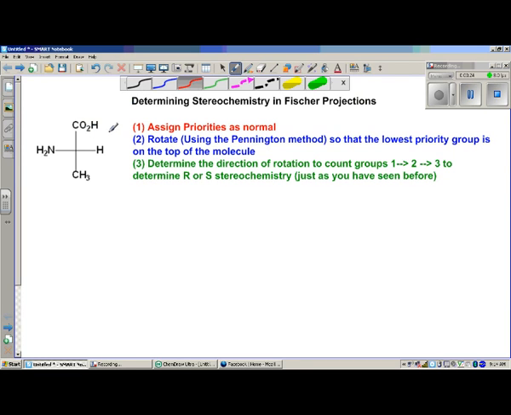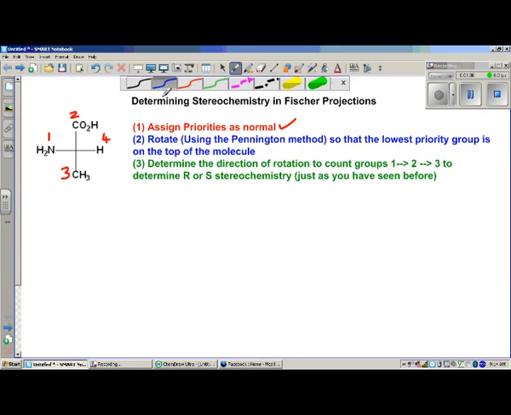So there are basically 3 steps, the second of which I'll give you a bunch of help with. The first you've done before, the third you've done before. So we're just going to go ahead and do that. Let's look at our priorities and assign priorities as normal. So remember, we're looking at atoms directly connected to this central chiral carbon. So therefore the amine is priority number 1, hydrogen is priority number 4, the acid's priority 2, and the methyl is priority 3. So that is step 1 done.